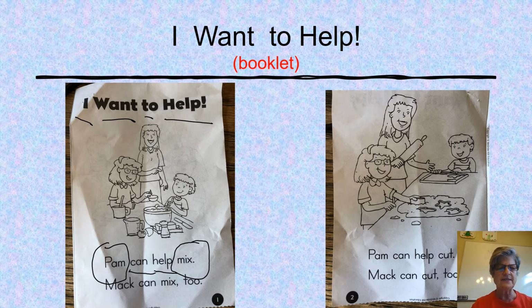Now let's go underneath. So we know the girl's name is Pam. I bet if we look underneath, we'll find out what the boy's name is. Let's circle this first word because we do not know what it is. Excuse me again. The M goes m, the A goes a, and the CK makes one sound, goes ka. So let's try it. Mac. So the boy's name is Mac. It says Mac can mix too.